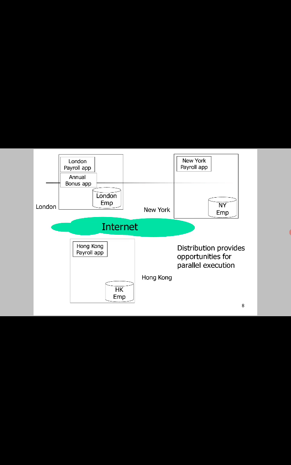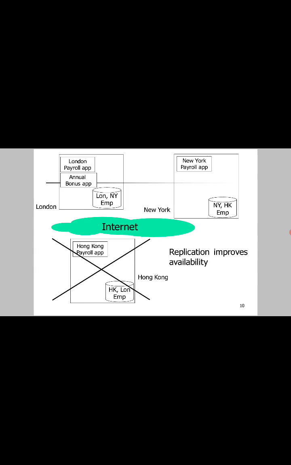It is used with some parallel execution. Parallel execution means executing the same queries in multiple locations at the same time. Replication improves availability. Replication means repetition of data or information in databases, which improves availability. It means the same database can be available in multiple places.